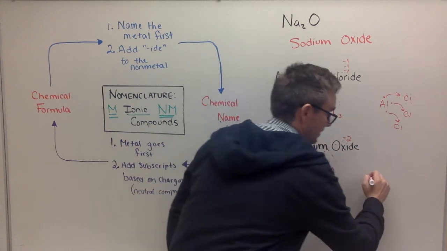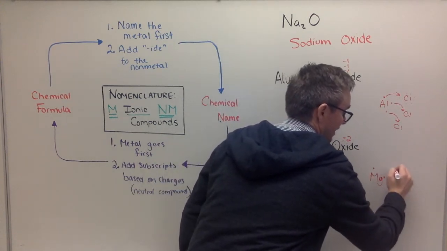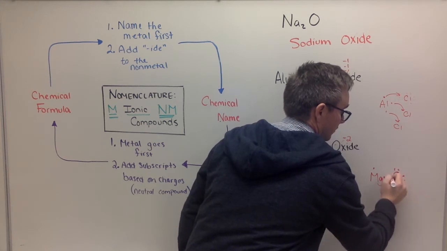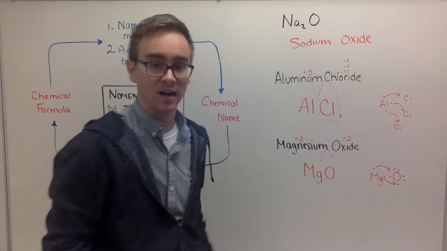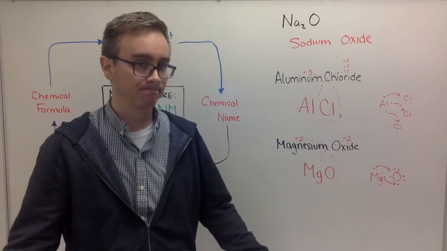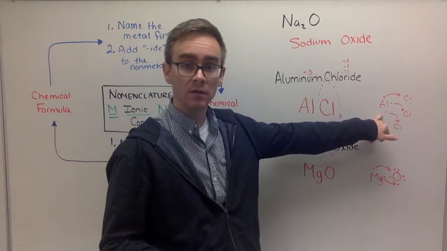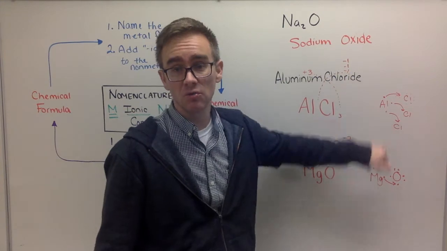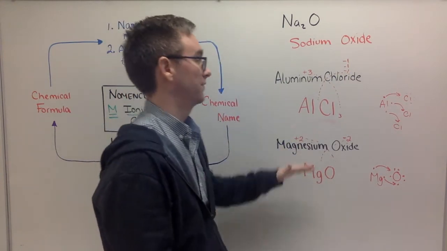Okay, magnesium has 2 valence electrons. Oxygen has 6. This one will give 2 electrons to this one. Everyone's happy. I used 1 magnesium and 1 oxygen, magnesium oxide. You can do either way. You can either do the crisscross method, or you can just do what we've been practicing with ionic bonds. Either way, it just shows the number of them.